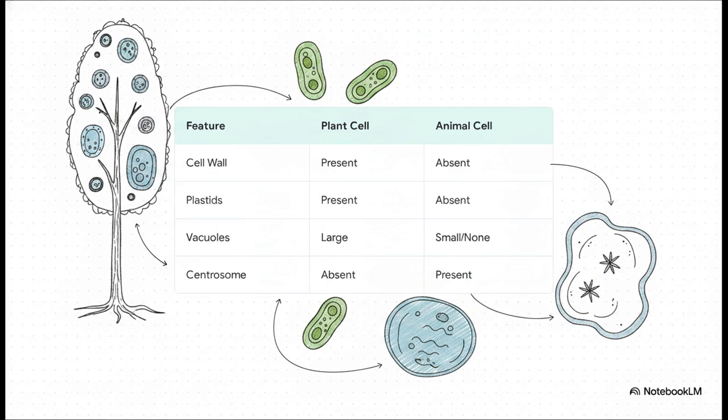Plant cells have this rigid outer cell wall made of cellulose that gives them incredible structural strength. Animal cells completely lack this wall. On top of that, plant cells contain plastids like chloroplasts for photosynthesis, and they feature this massive central vacuole that maintains water pressure, keeping the plant turgid. Animal cells, on the flip side, have very small vacuoles if they have them at all, but they do possess a centrosome which helps with cell division, and that's actually something plants manage to do without.